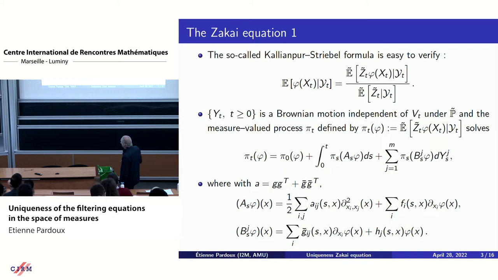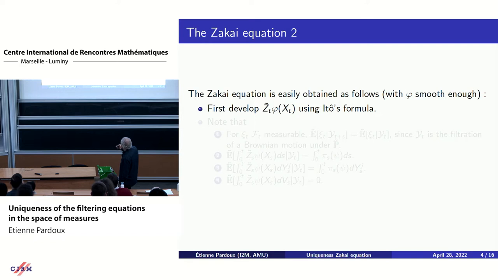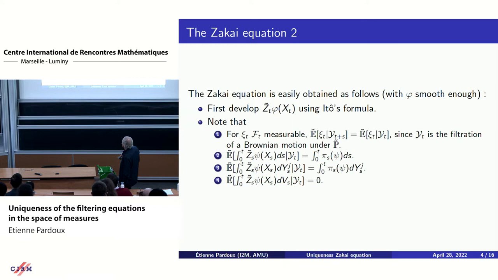So first you develop the product Z tilde_t phi of X_t using Itô's formula. Okay, this is a simple exercise. And then you note the following four facts. So first of all, if psi_t is F_t measurable, and you want to compute under P tilde the conditional expectation of psi_t given the observation up to some future time t plus s, it is the same as this conditional expectation. The reason for that is that Y_t is a filtration of a Brownian motion under P tilde. So this is rather easy to check.